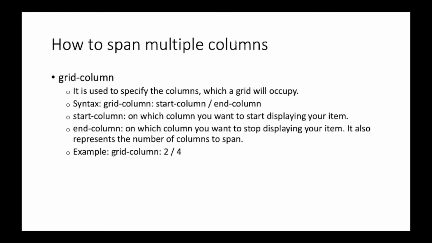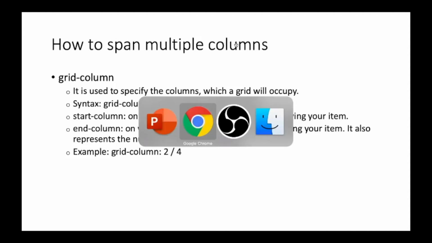Grid column is used to span the columns. Here you specify the column which a grid item will occupy. The syntax of grid column is grid-column, colon, start column, forward slash, end column. Start column means on which column you want to start displaying your item, and end column means on which column you want to stop displaying your item. It also represents the number of columns to span. It might seem confusing, so let me clear it up by showing how you can apply this.